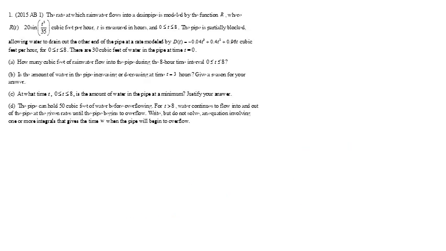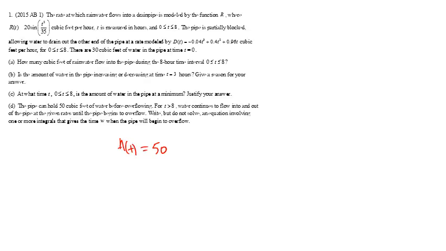Okay, part D says the pipe can hold 50 cubic feet of water before overflowing. For T greater than 8, water continues to flow into and out of the pipe at the given rates until the pipe begins to overflow. Write, but do not solve, so we don't actually have to solve the equation we're about to write, that involves one or more integrals that gives the time W when the pipe will begin to overflow. Okay, so we know that it begins to overflow at 50. So when A of T is equal to 50, that's no good. Okay, no good at all.